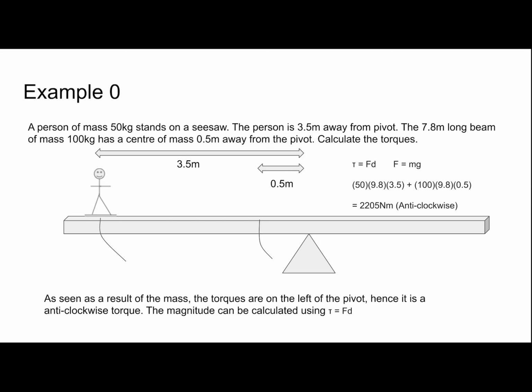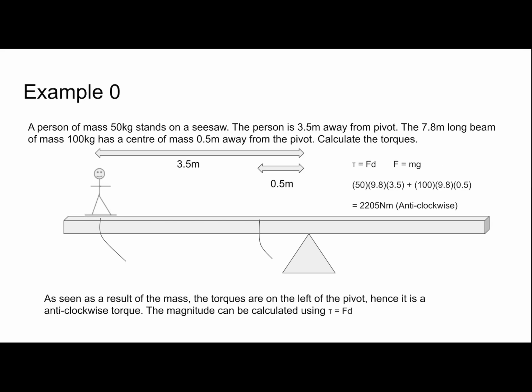So now this becomes pretty simple. We have the mass of the person, 50 kilograms, times the acceleration of gravity, which is 9.8, times 3.5 meters away from the pivot, and that is added to the 100 times 9.8 times 0.5, which is the mass of the beam and the distance, which is 0.5.